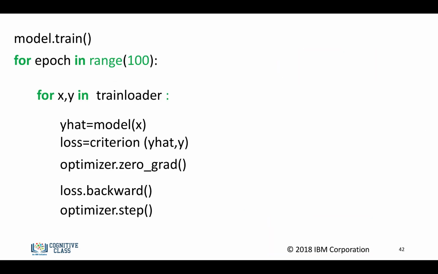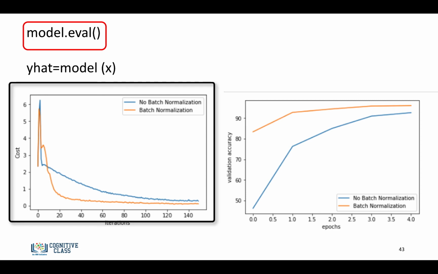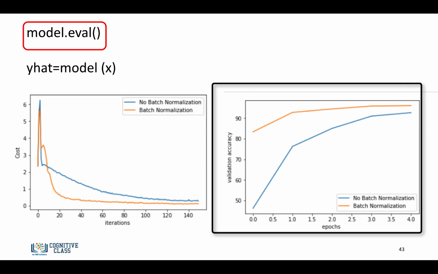To train the model, it's pretty similar. And like dropout, we'll have to set the model to train. So here are the results. And just to note, we have to use model.evaluate to make a prediction. If you look at the training loss, you can see it converges a lot faster. And similar results for the test data as well.